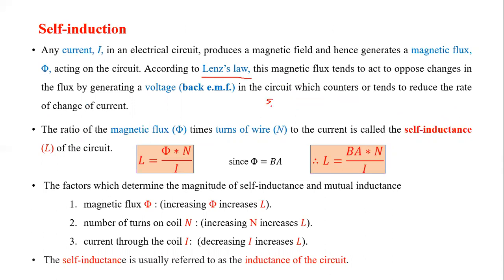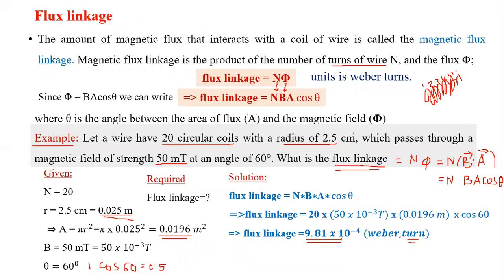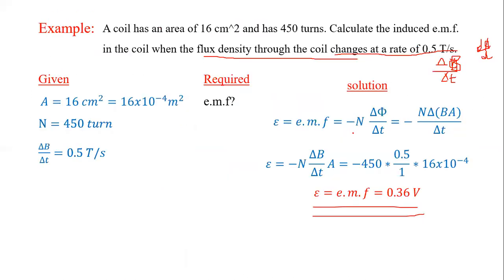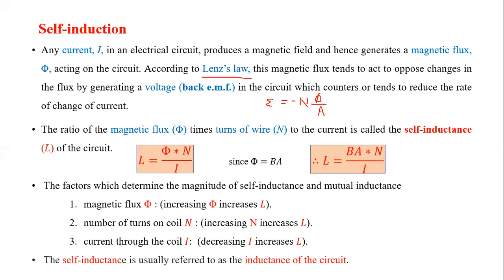So E is equal to minus N times phi over, sorry, it is with respect to time, not with area. So it is phi over t. Or we can represent it as minus N times delta phi over delta t, where phi is in weber units. So this is Lenz law.